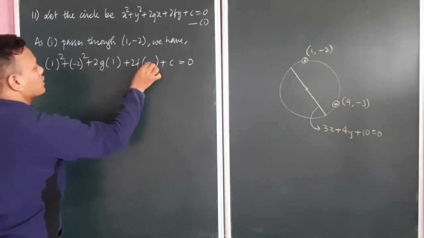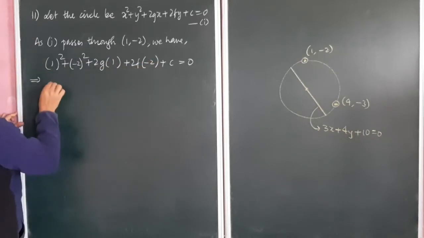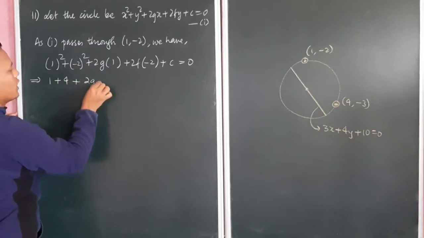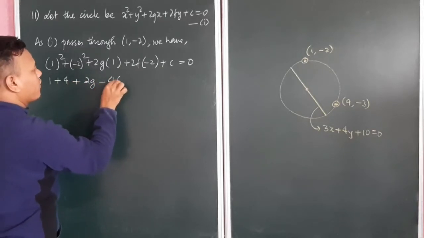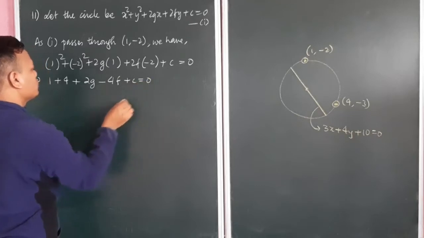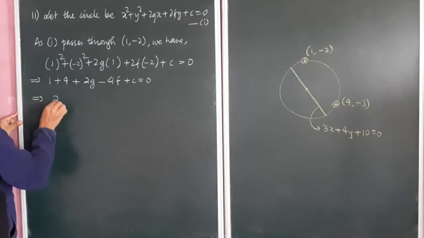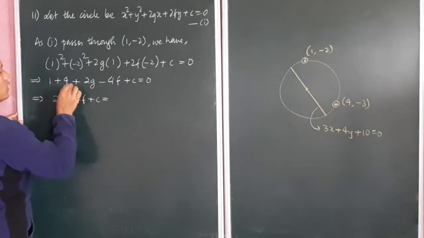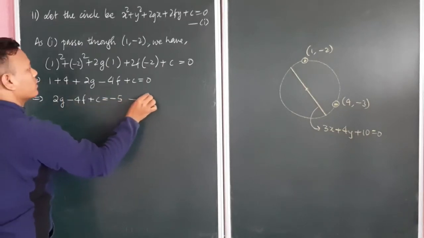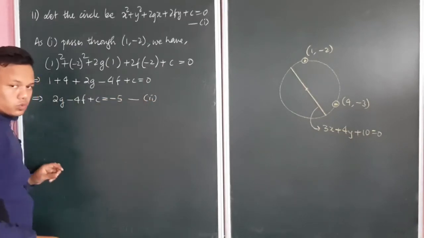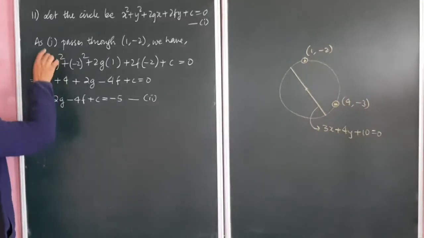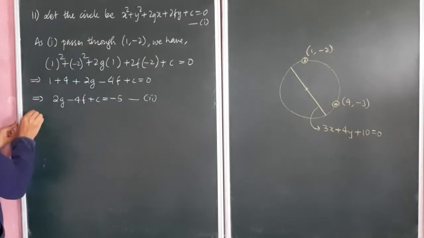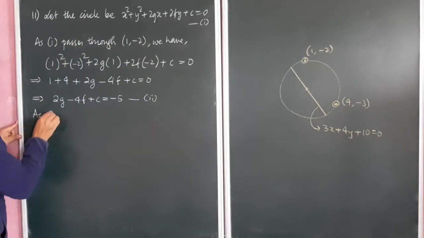So let's simplify this. This is 1 square, 1, and this is 4. So this is 2g minus 4f plus c equals 0. From here we see that 2g minus 4f plus c equals -5. Let me call this equation 2. Similarly, we are going to do the same with the other point, that is (4, -3).